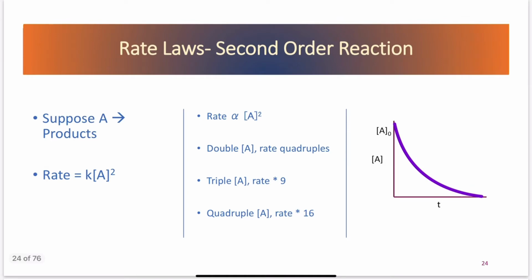Second order, suppose A goes to products, the rate is written as rate equals k times the concentration of A squared. Here, the rate is proportional to the square of A, meaning if I double A, the rate is going to quadruple. If I triple A, the rate is times 9, because 2 squared is 4, 3 squared is 9, and 4 squared is 16. So if you see that you've doubled the concentration of a species and the rate is now 4 times faster, that means it is second order. If you see that you have doubled the concentration and the rate is only twice as fast, it is first order.